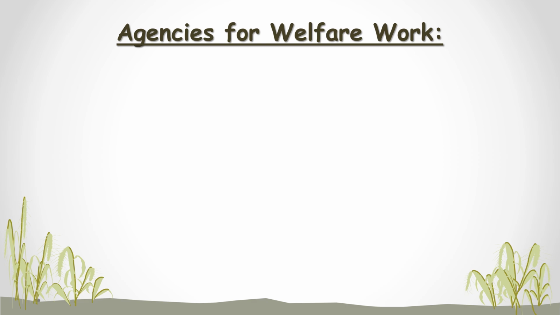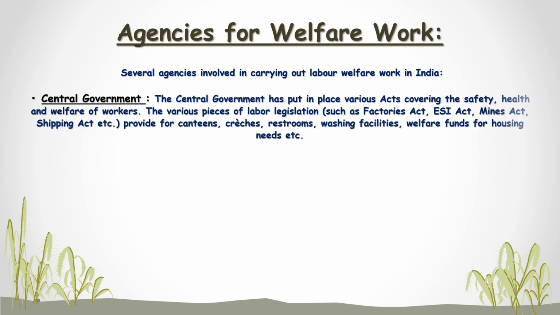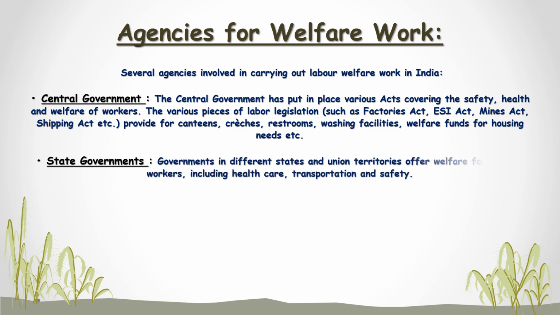Agencies for welfare work. Several agencies are involved in carrying out labor welfare work in India. Central government. The central government has put in place various acts covering the safety, health, and welfare of workers. The various pieces of labor legislation, such as the Factories Act, ESI Act, Mines Act, Shipping Act, etc., provide for canteens, creches, restrooms, washing facilities, welfare funds for housing needs, etc. State governments. Governments in different states and union territories offer welfare facilities to workers, including health care, transportation, and safety.